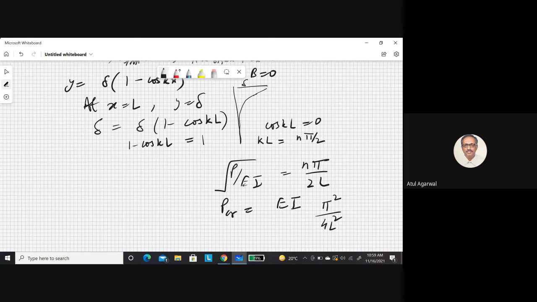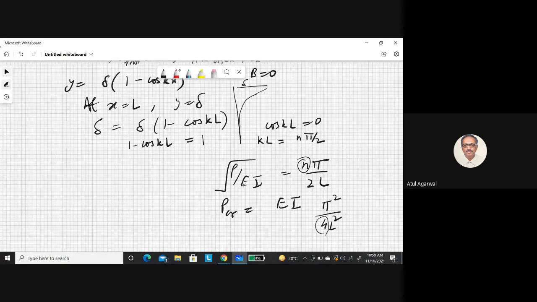So you get this. So you see now you are getting a factor of 4 in the denominator. So the critical load is reduced by a factor of 4. I had told you that earlier, for a pin column, what was your critical load? EI pi square by L square. So effective length is now twice L when you change the boundary conditions. Okay. And what is this n is equal to 2, 3 situation?